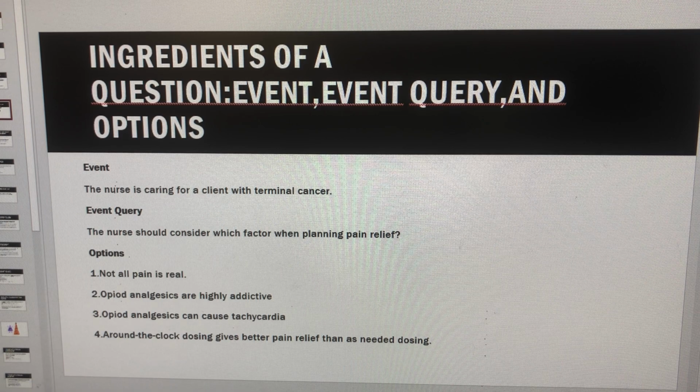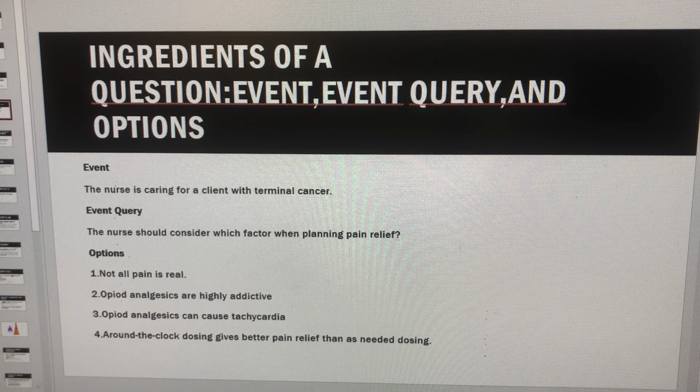Focus on what the question is asking: the factor to consider when planning pain relief, and consider the client's diagnosis of terminal cancer. Around-the-clock dosing provides increased pain relief and decreases stressors associated with pain, such as anxiety and fear. Pain is what the client describes it as, and any indication of pain should be perceived as real for the client.